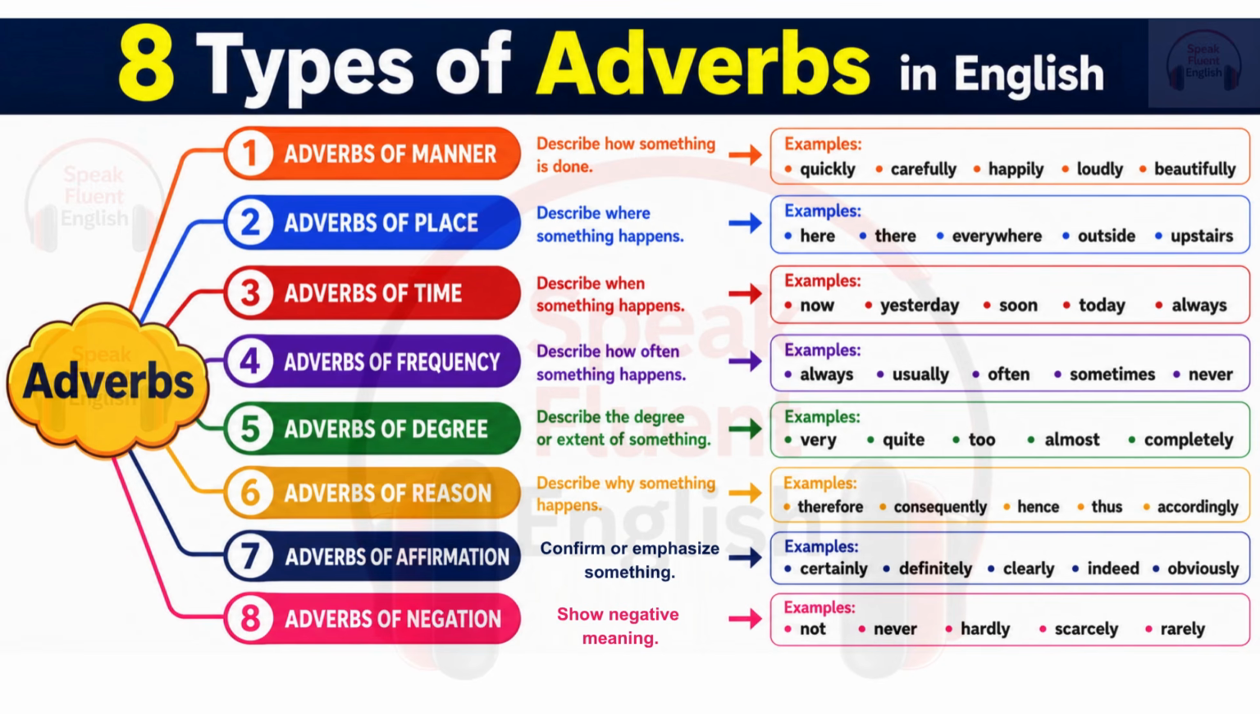Next, adverbs of place. These adverbs describe where something happens. Examples are here, there, everywhere, outside, and upstairs. They help us talk about location or direction. Let's start practicing some simple sentences.